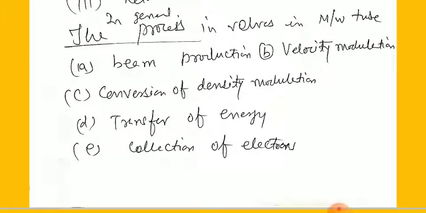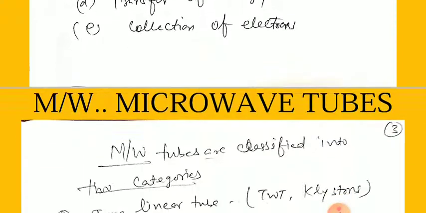So that is the beam production, electron beam production. Second is the velocity modulation. Velocity changes according to the signal, and then the conversion of the velocity modulation to the density modulation, and the transfer of energy from the DC to AC source, and the last, the collection of the electrons.